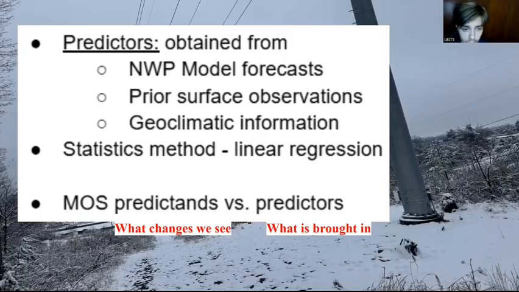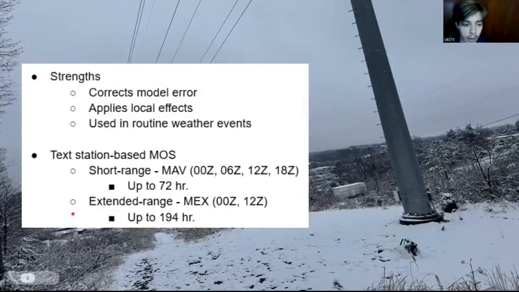Some of the statistical methods that are used involve linear regression. We don't really need to know the specifics about that. Strengths, like I said: it helps correct model error or bias, applies to local effects, and is used in routine weather events.